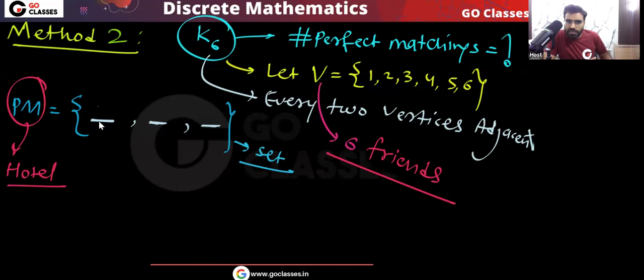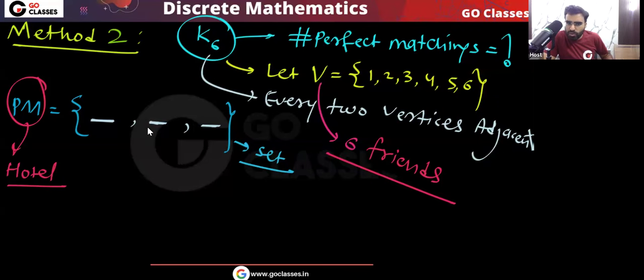For example, in this room, if you put 1 2, then 3 4, or if you put 3 4 here, 1 2 here, that does not matter, because it is a set. Correct? So very simple point. In this complete graph, every two vertices are adjacent.